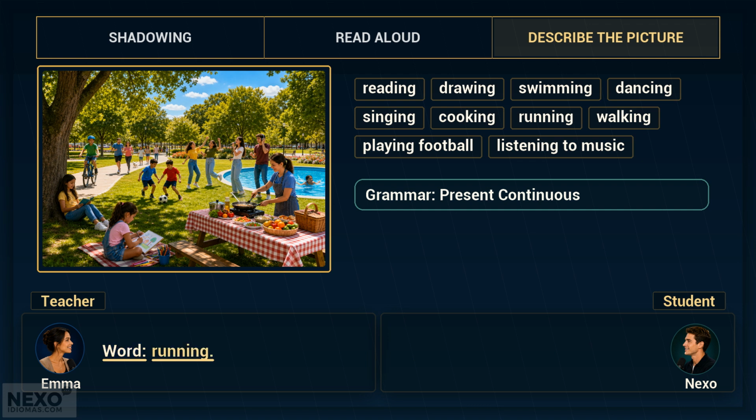Word. Running. Example. A boy is running. Word. Reading. Example. A girl is reading. Now pause and speak. Little by little, you will do it better.